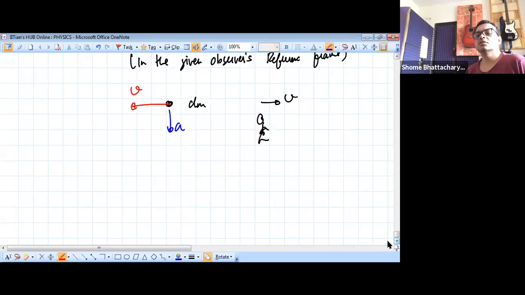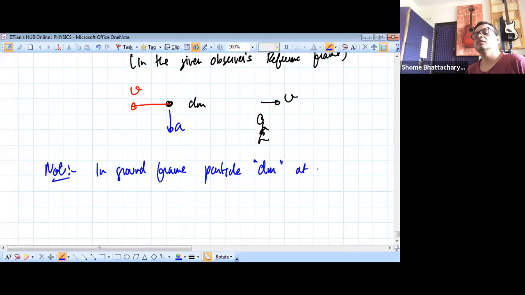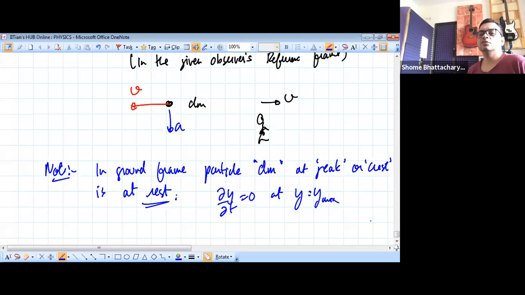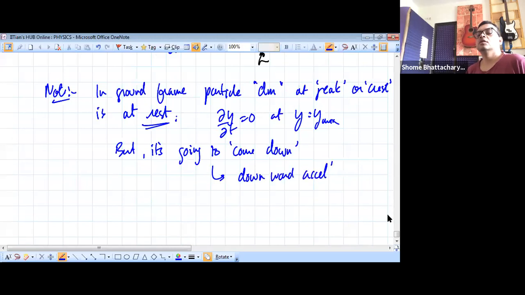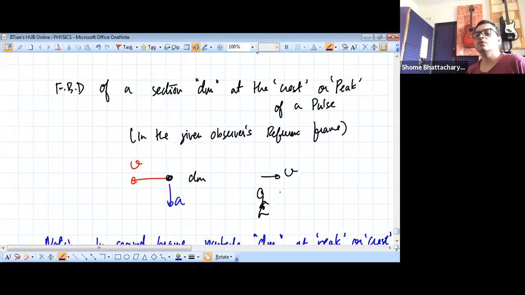So how do we know this is what is happening? Because in the ground frame, the particle dm at the peak or crest is at rest. Why? Because del y by del t will be 0 at y equal to y max, so the particle velocity will be 0. But it's going to come down next, so it should have a downward acceleration. Remember that after all, he is traveling with a uniform velocity, so he is an inertial frame. He'll see the same acceleration as is seen in the ground frame, but he will see the velocity to be backwards.